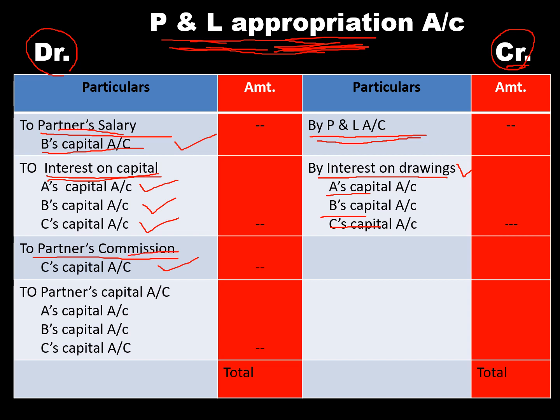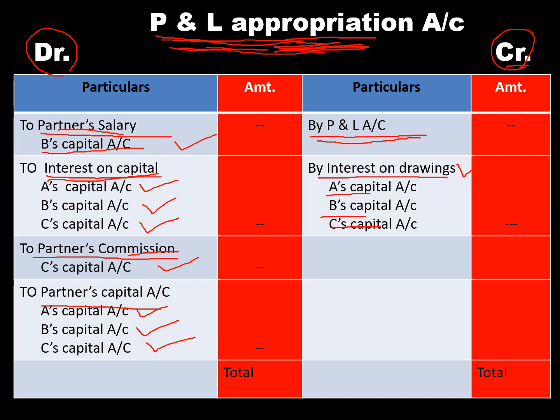Then last, the balancing figure. The balancing figure of the P&L appropriation account is your final profit or loss given to the partners. So if the credit side is higher, we will provide profit to the partners. Your last entry will be P&L appropriation account debit to partners' capital accounts: to A's capital account, to B's capital account, to C's capital account. This is for the final distribution of profit.